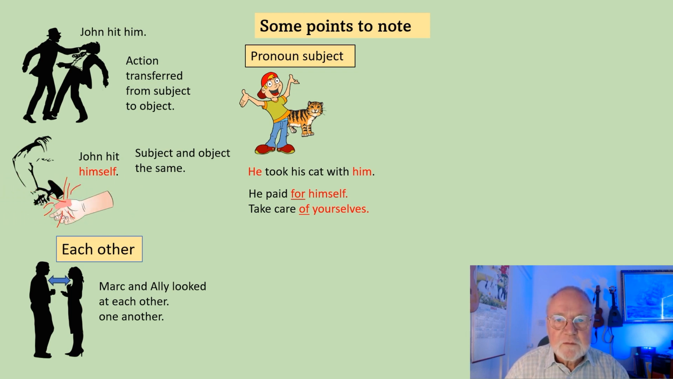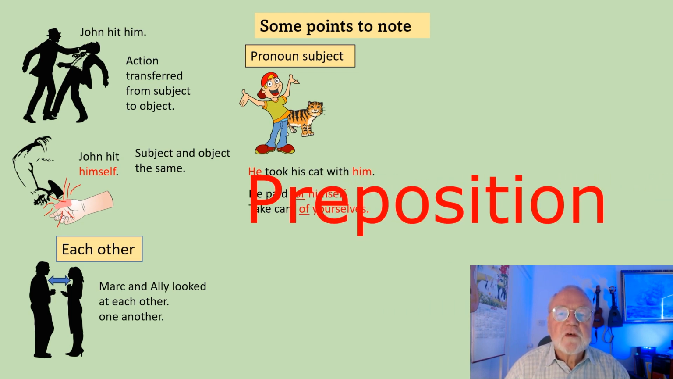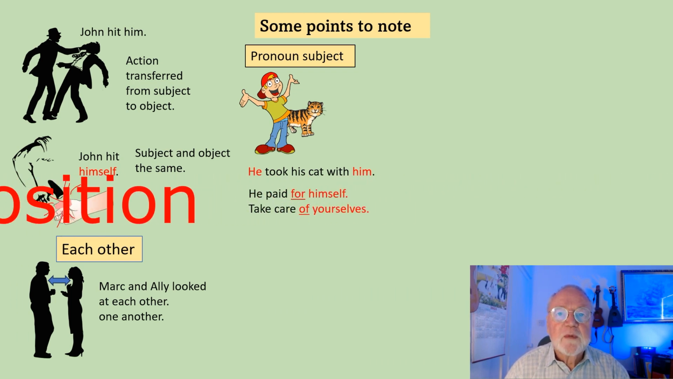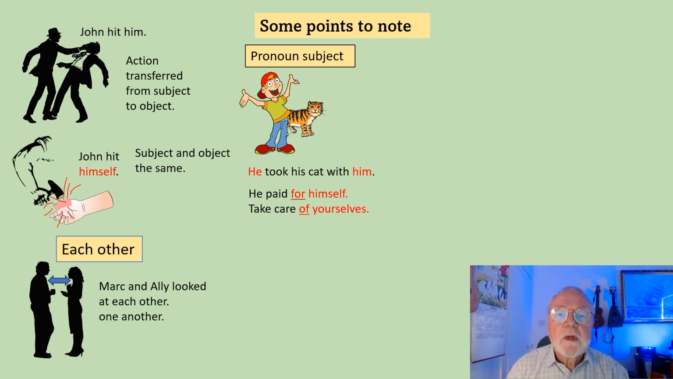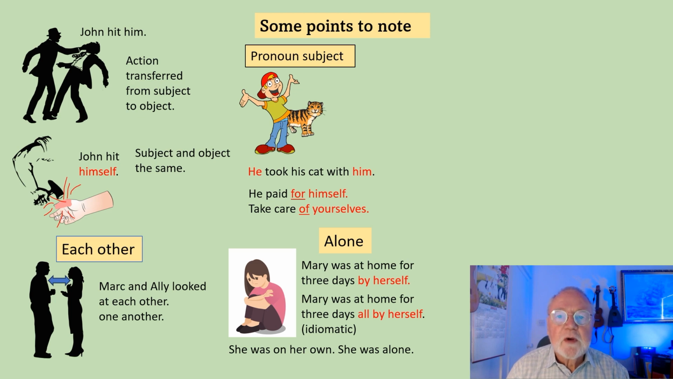Take care of yourselves. You notice the verb here is followed by a preposition, so therefore we use the reflexive pronoun. We can express the idea of being alone with reflexive pronouns like this. Mary was at home for 3 days by herself. The idiomatic use, Mary was at home for 3 days all by herself. And of course we can say she was on her own, she was alone.